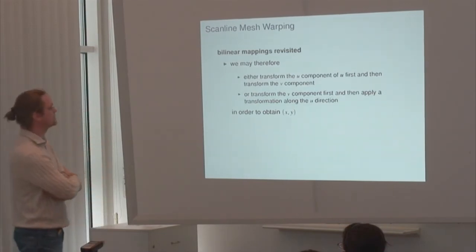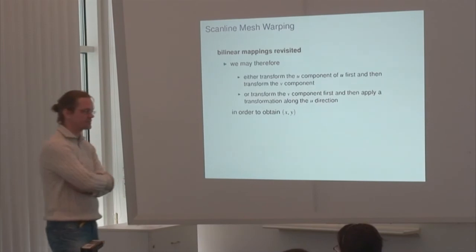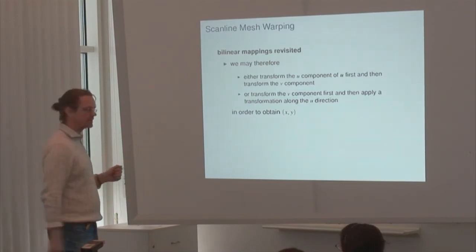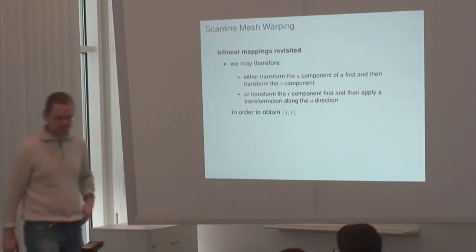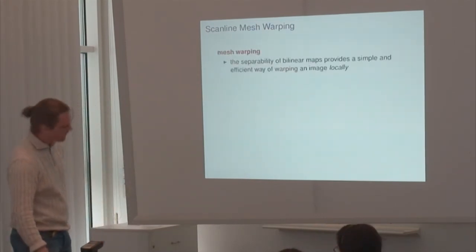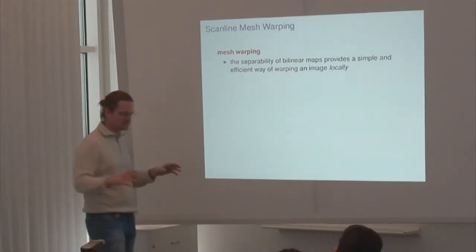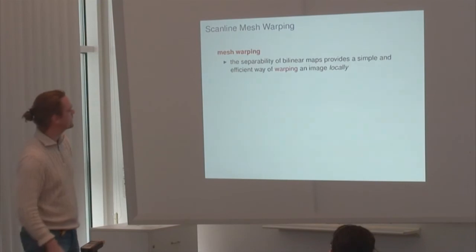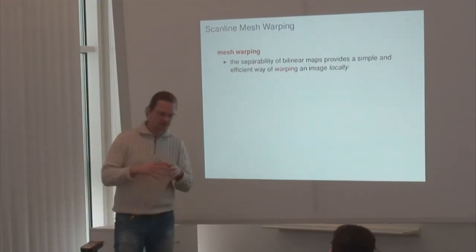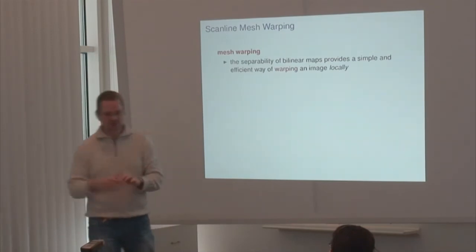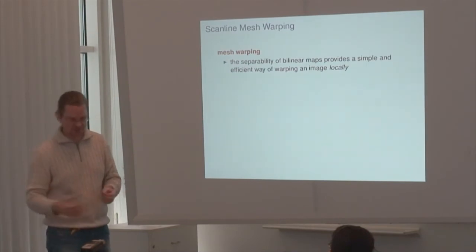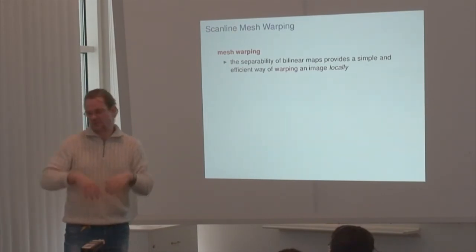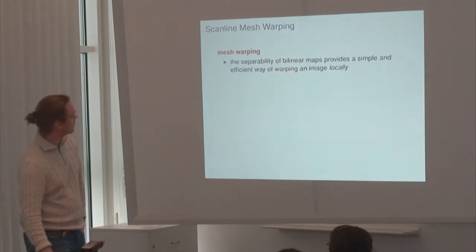If we want to compute such a bilinear transformation between two quadrilaterals, we may first map only the u coordinate of a point in one quadrilateral to its new coordinate, and then subsequently map the v coordinate. This is great because it opens the door for an interesting technique called mesh warping. Mesh warping is the idea of applying warp functions to an image, not just a single warp function as we have done so far, but many of them, which may vary depending on where we are in the image. So many different warp functions that locally warp an image.